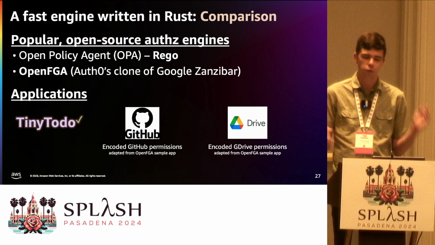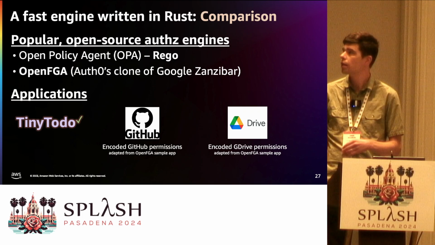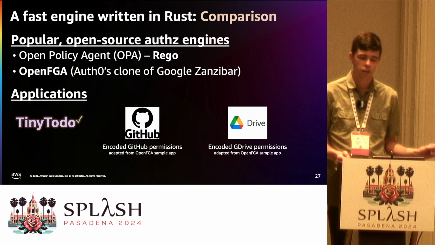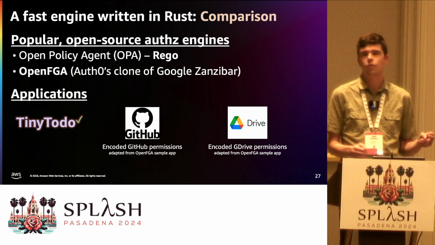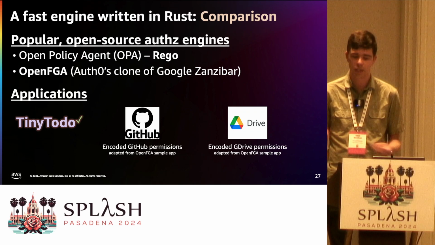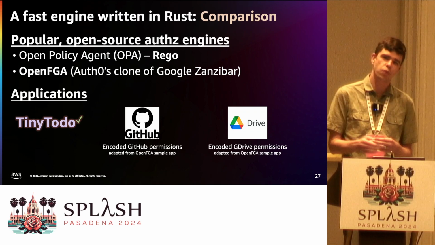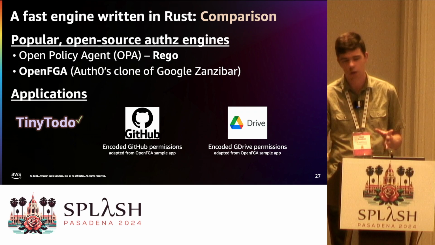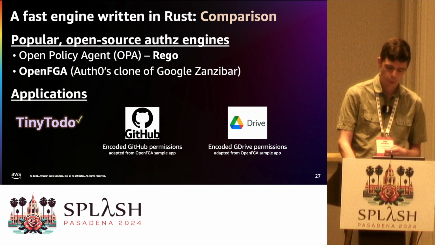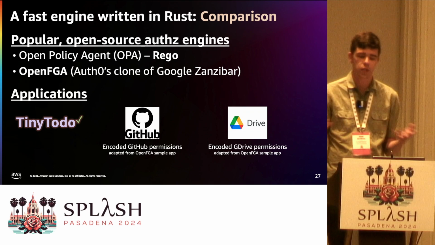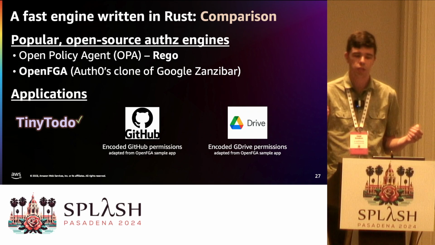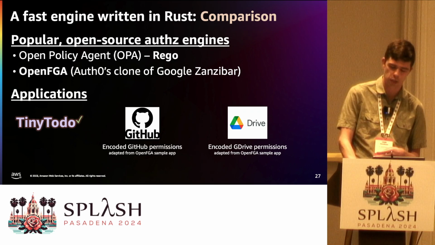And we compared all three of these engines on three different applications. Tiny To Do, which you've been seeing in this talk, as well as two applications that we borrowed from the OpenFGA examples library, one that encodes the GitHub permissions model and one that encodes the Google Drive permissions model. And we rewrote all three of these applications' permission systems into Cedar, Rego, and OpenFGA for this comparison.